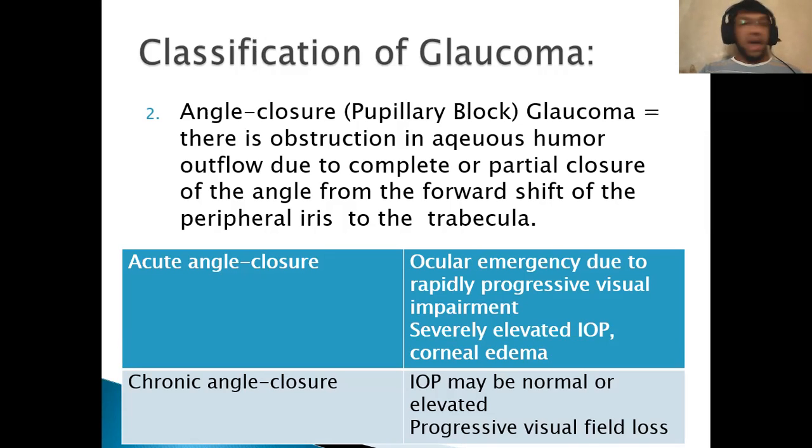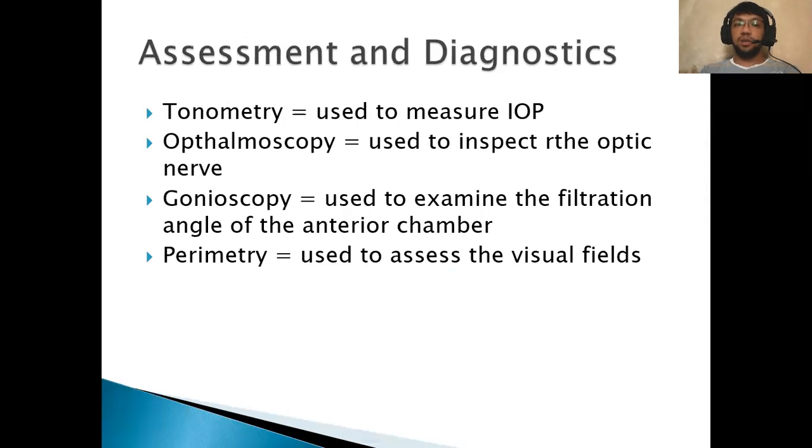For acute angle closure, this is an ocular emergency due to rapidly progressive visual impairment and severely elevated IOP, and you can see that there is corneal edema. For chronic angle closure, IOP may be normal or elevated, and there is progressive visual field loss.